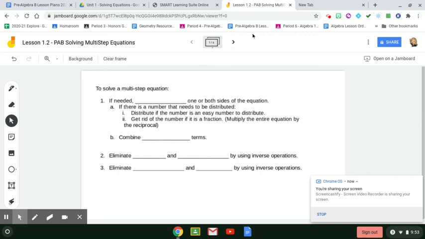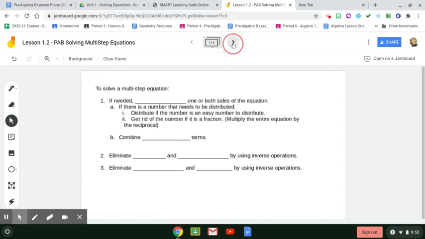Hi guys, today we're going to be solving multi-step equations, okay? So previously you've been solving just plain old one-step equations. How you solved a one-step equation is you just added or subtracted or multiplied or divided one number to both sides to get a variable out by itself.